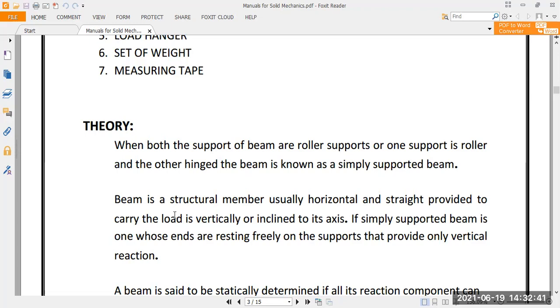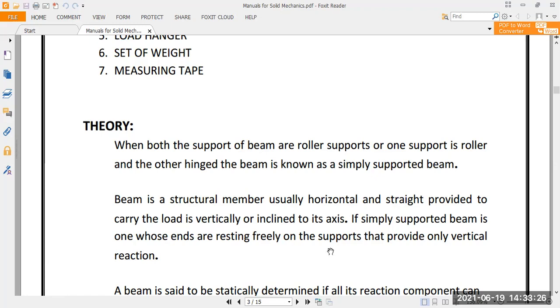It is made from a structural item, which means it has a definite, uniform cross section throughout its length, it is free of any sort of void inside it, and it should be homogeneous as much as possible. Everywhere it should have the same material throughout its length and throughout its cross section itself. It is always kept horizontal and straight, and is provided to carry the load vertically or inclined to the axis.